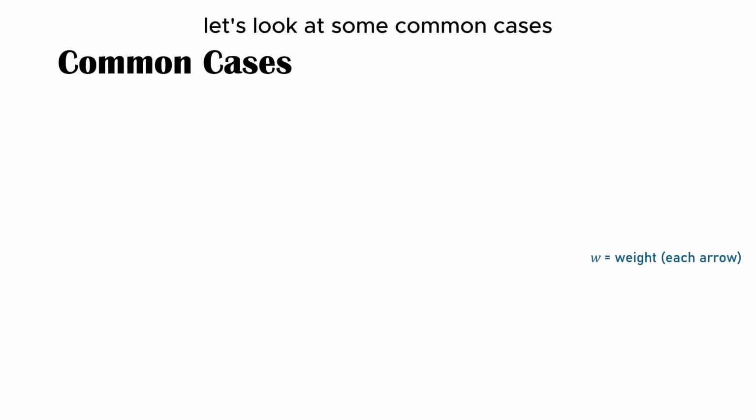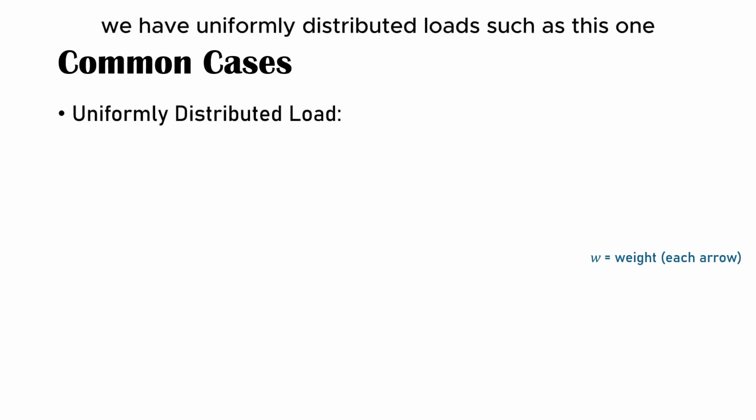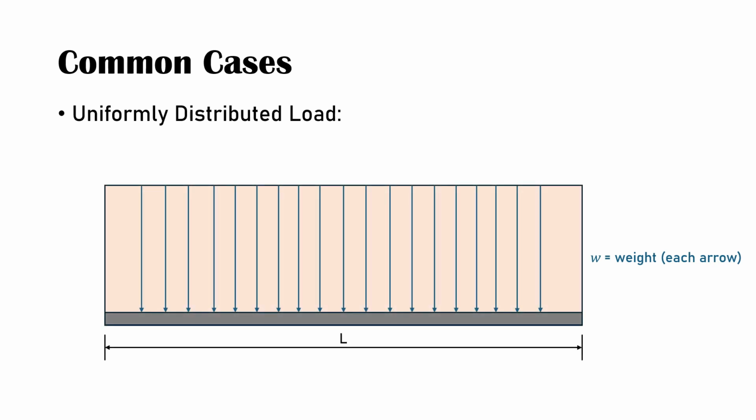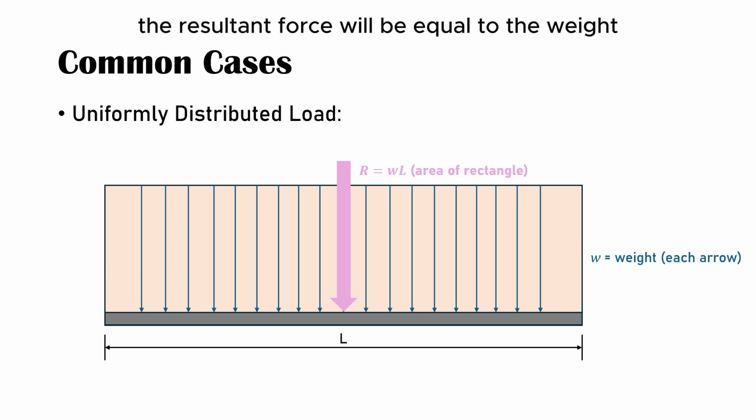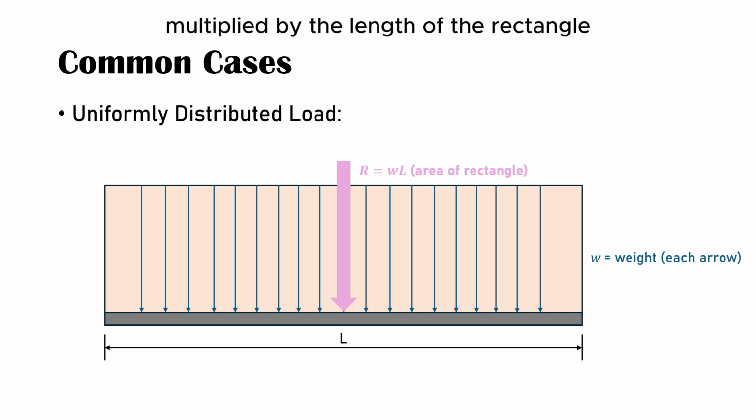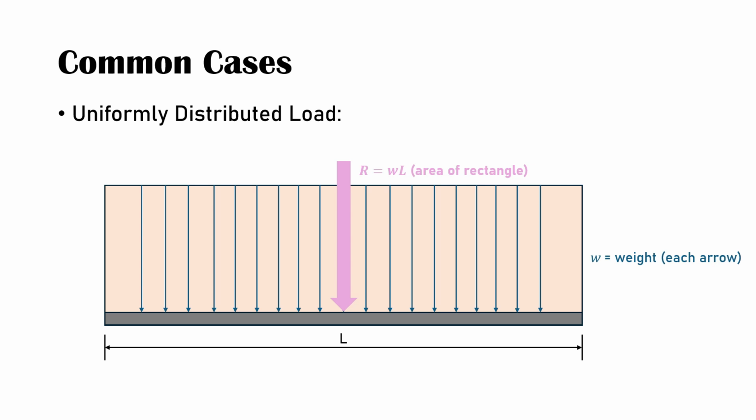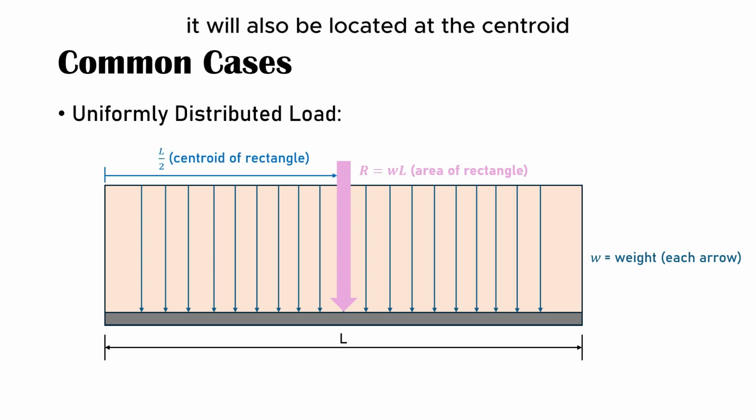Let's look at some common cases. First, we have uniformly distributed loads, such as this one. The resultant force will be equal to the weight multiplied by the length of the rectangle. This is also the area of the rectangle. It will also be located at the centroid of the rectangle, which is at L over 2.